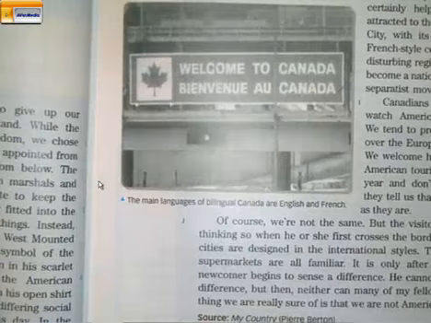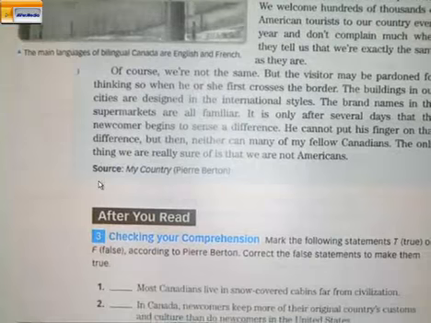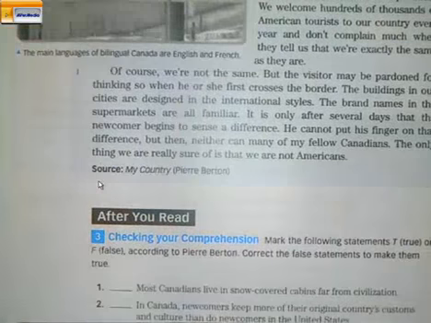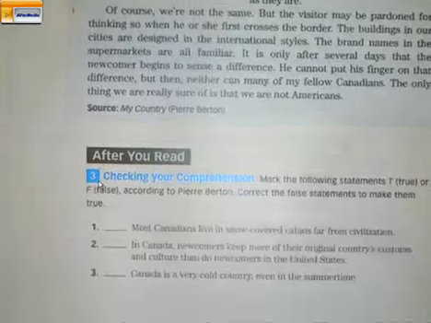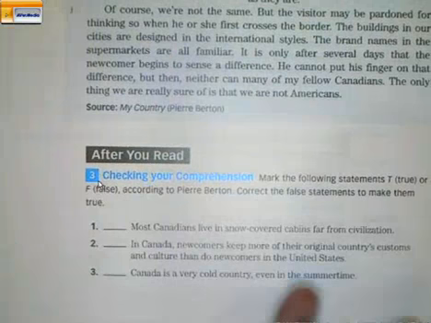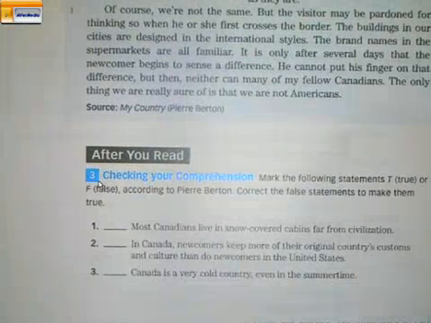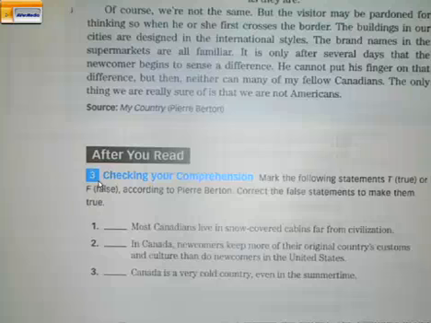Well, now let's answer question 3. I'm expecting you to read the rest of the passage, and now we are going to check our comprehension. With 1, most Canadians live in snow-covered cabins far from civilization. Well, this is false. In Canada, newcomers keep more of their original country's customs and culture than do newcomers in the United States. Well, yes, this is true.